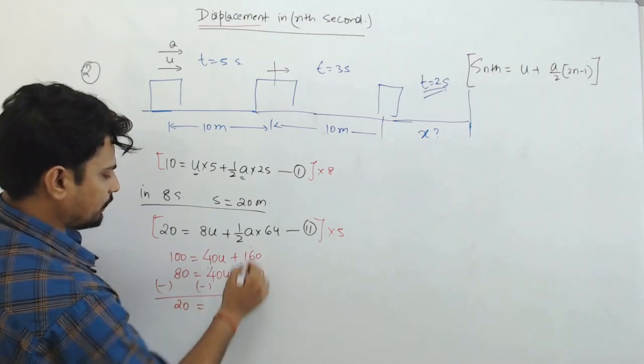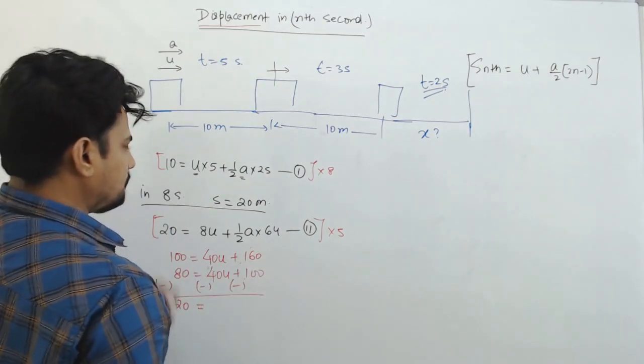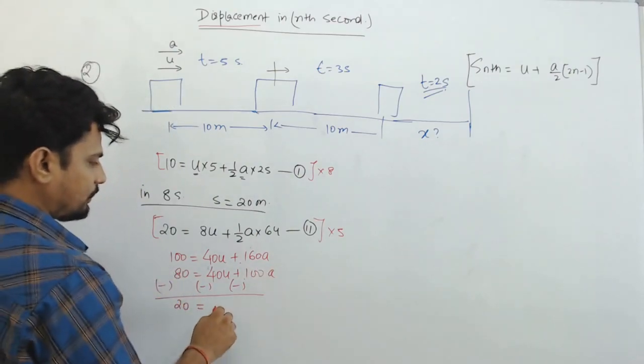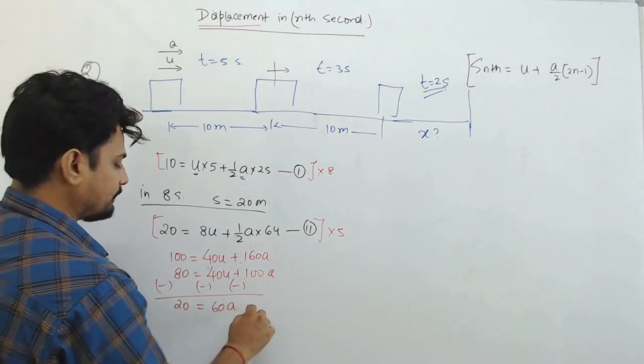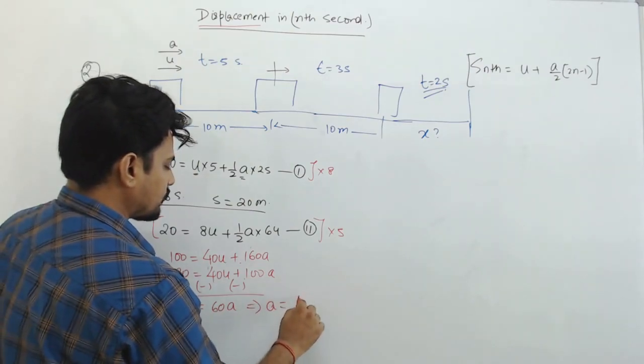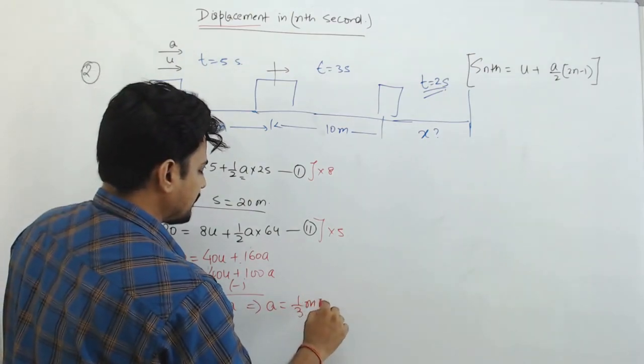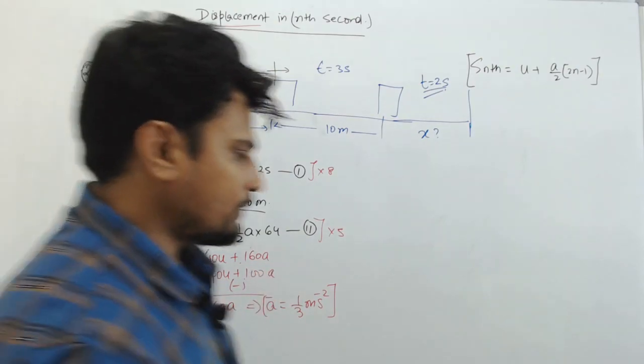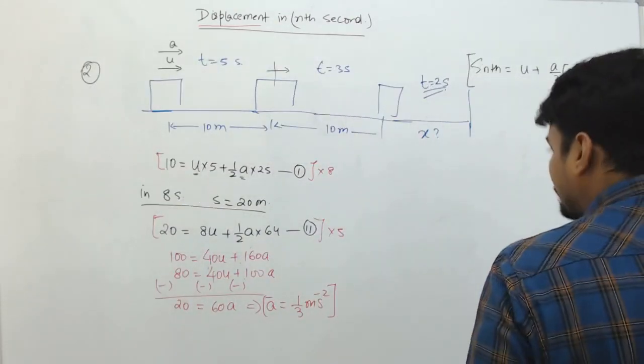20 equals, this part will be gone. Okay, so we have missed this a. This is going to be 60a. So that means a should be 1 upon 3 meter per second square. So we got the value of a: a equals 1 upon 3 meter per second square.